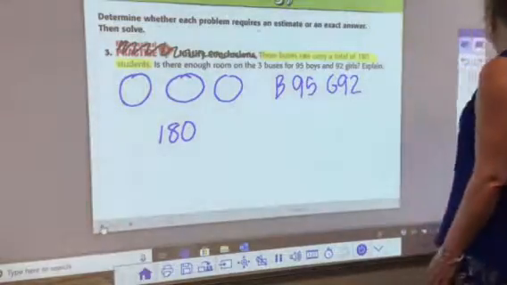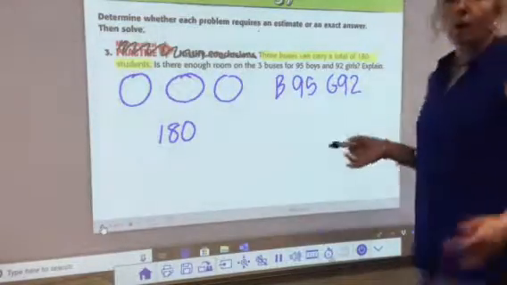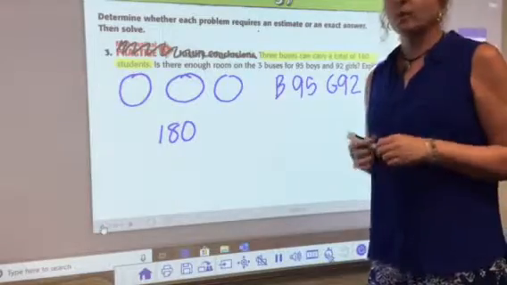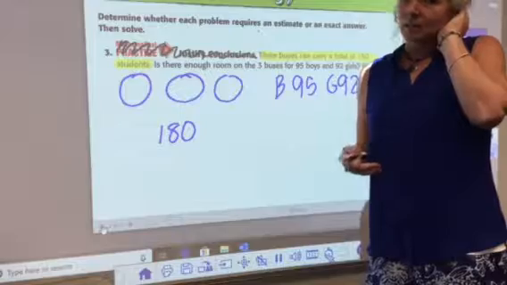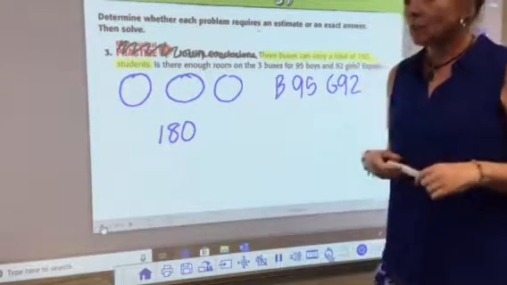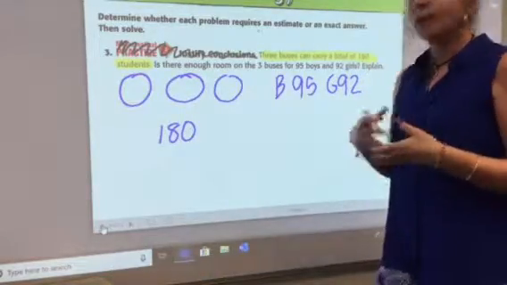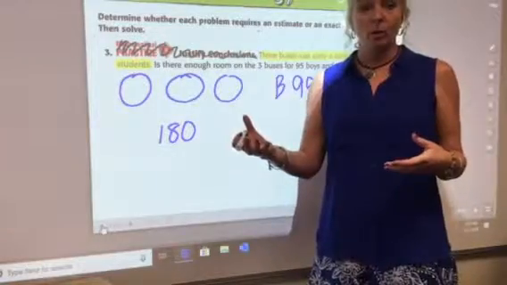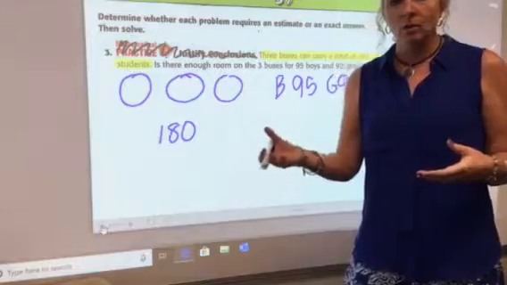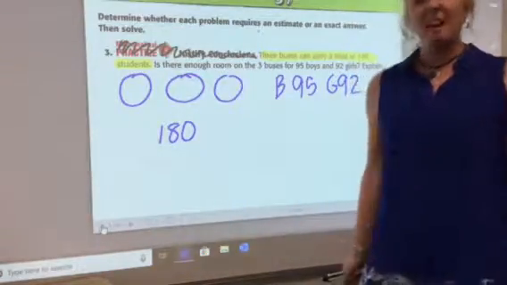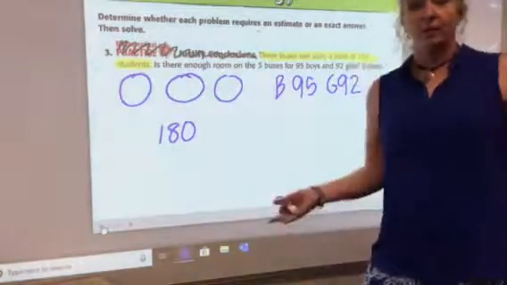Is there enough room on these 3 buses for 95 boys and 92 girls? Now we're trying to figure out if there is room on the buses for children. So let's think, do we need to have about or exact? Well, let's think about situations where we need buses. When we go on a field trip, do we need to make sure each child has a seat to go on the field trip? Or should we just be like, that's about the right number. We'll see if everybody fits.